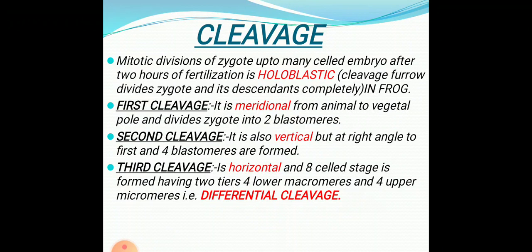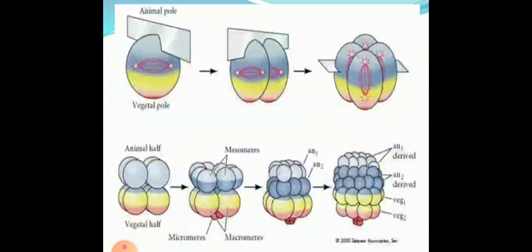Then the fifth cleavage is also double, meaning the furrows are latitudinal. One bisects the micromeres in the animal hemisphere and the other cuts the macromeres in the vegetal hemisphere. In the next slide the diagrams are there, you just observe, the diagrams of how the cleavage takes place in the frog.